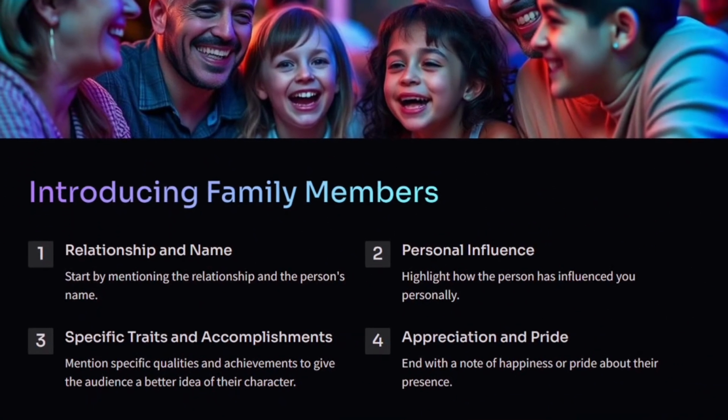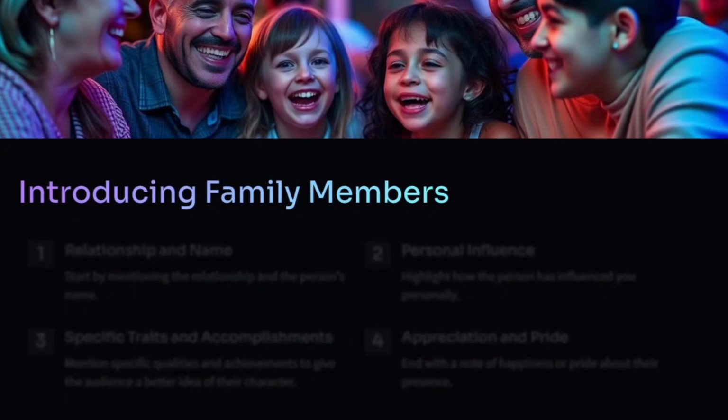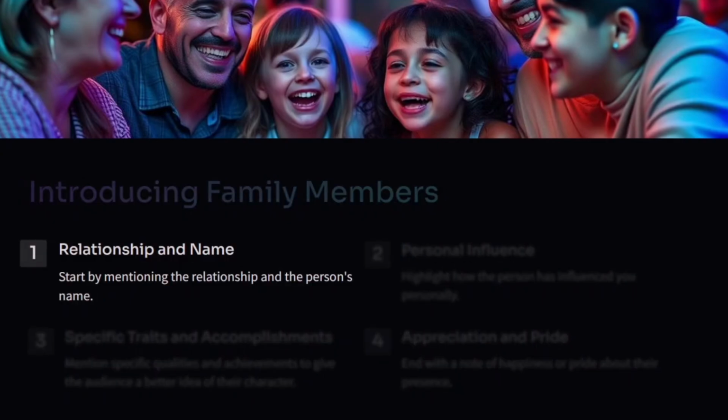So now it's time to introduce a family member. Here we need to keep four points in mind. The first one, the relationship and the name of the person you are going to introduce. For example, if you are introducing your father, you need to say, he is my father, his name is so-and-so. Like that, you need to tell.